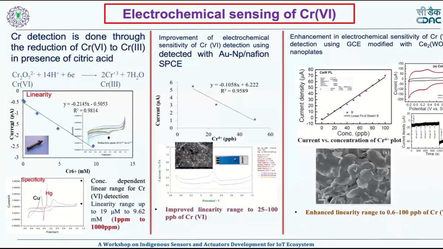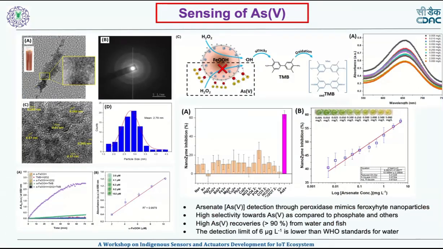Now coming to another dreaded heavy metalloid, arsenic. See, arsenic is present in two states, arsenic 3 and arsenic 5. Arsenic 3 is highly toxic, whereas arsenic 5 is moderately toxic. However, the mechanism we developed in our laboratory is based on arsenic 5.